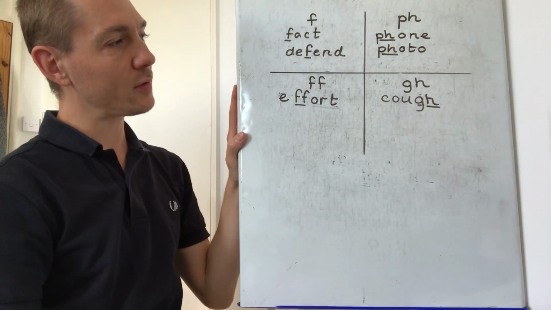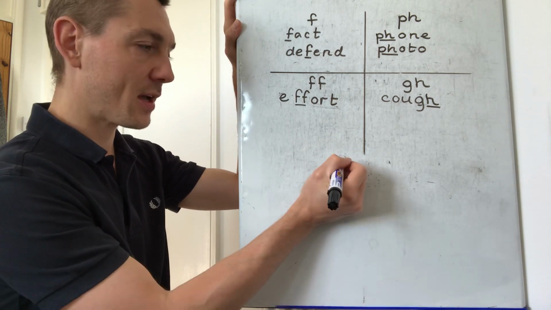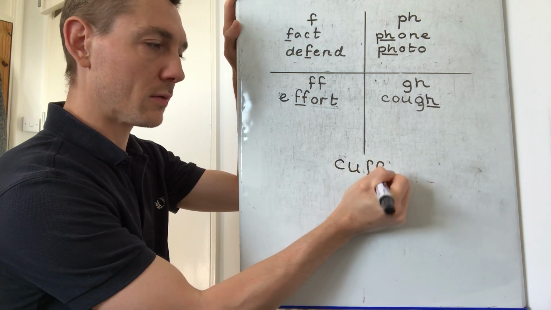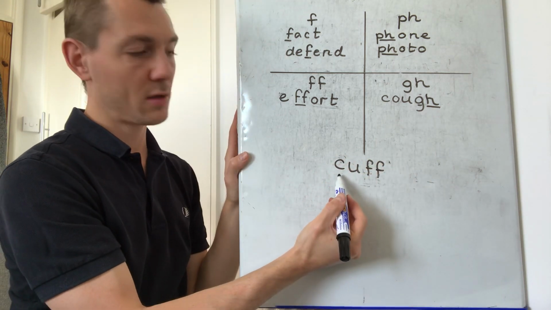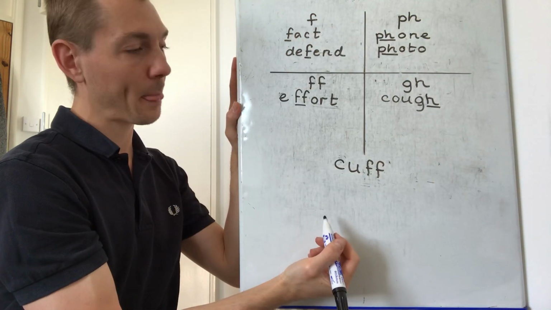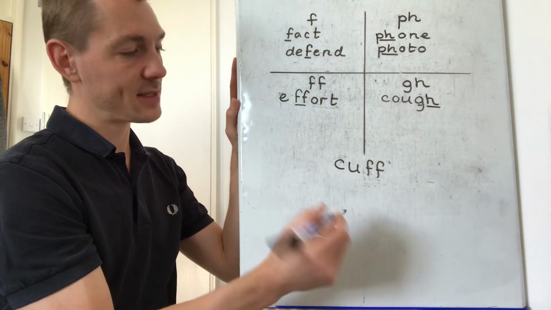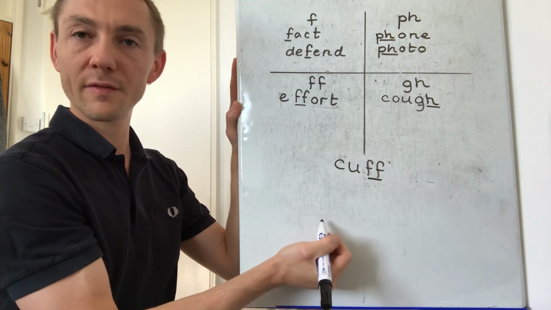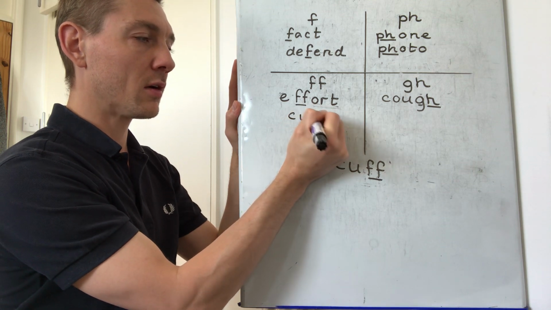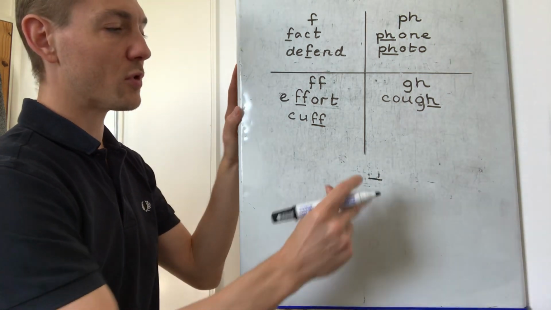Let's have a few more. Now we've got all 4 sections. We should be able to spot them quicker. So let's have this word. 1, 2, 3. Cuff. Okay, over to you. Build it in. Pause if you need to. And let's come back together. We have the double F spelling of f in cuff. 1 syllable. So we say k, cuff.